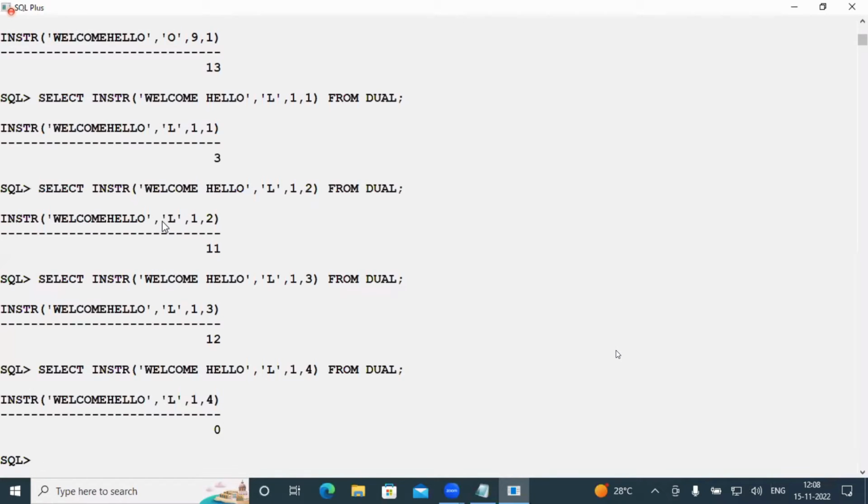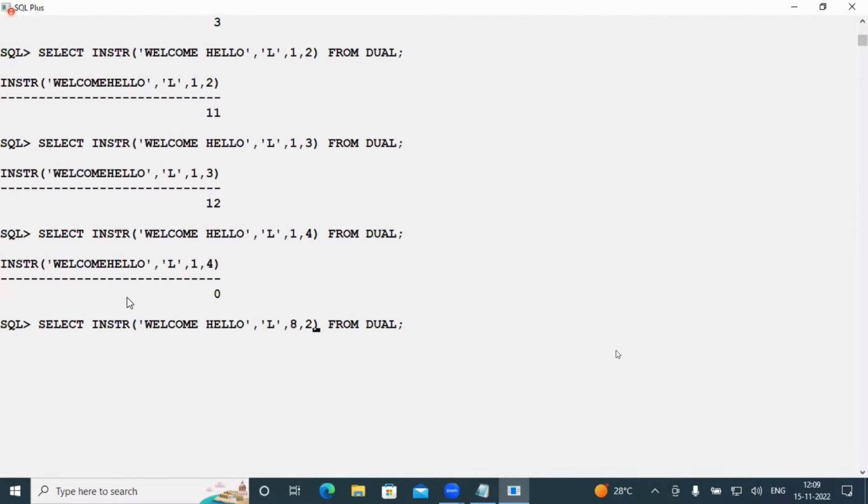Okay, now I'm asking again, let's try some more. If I'm saying here 8, from the 8 position, my second occurrence of L, how much? From the 8th character, the 8th means which position? This is 1, 2, 3, 4, 5, 6, 7, 8. 8 means what now? Space. 8 is nothing but space.